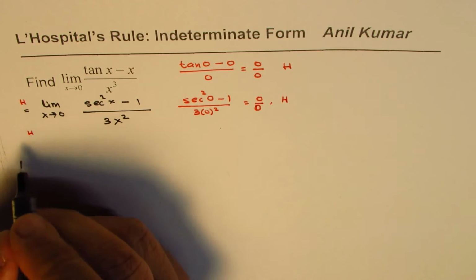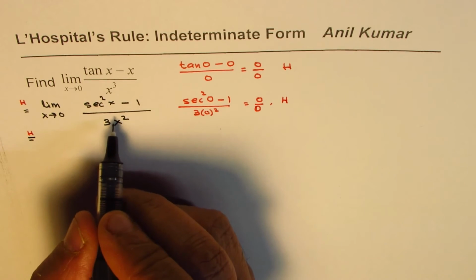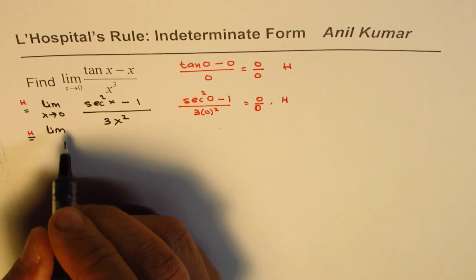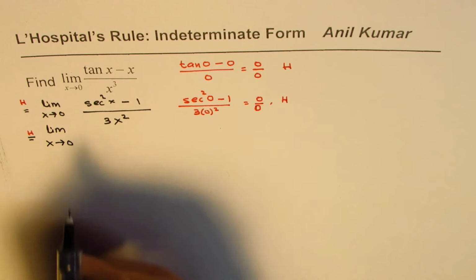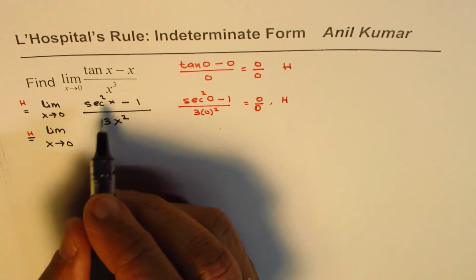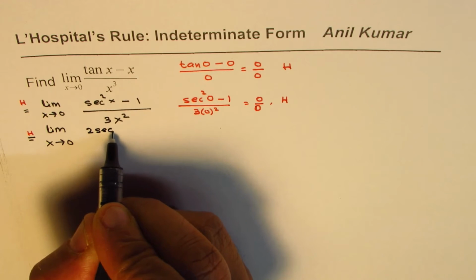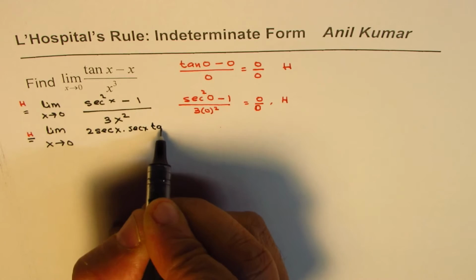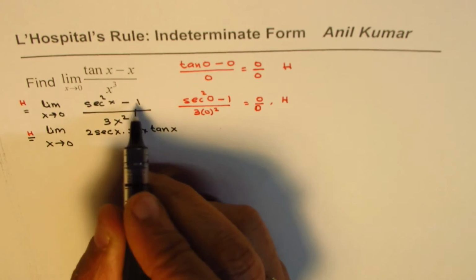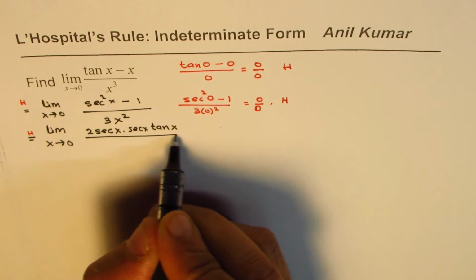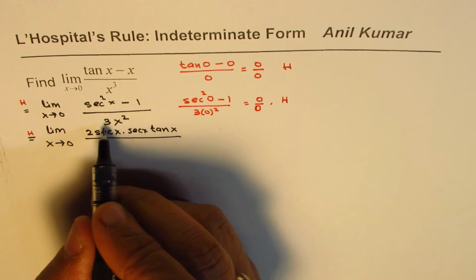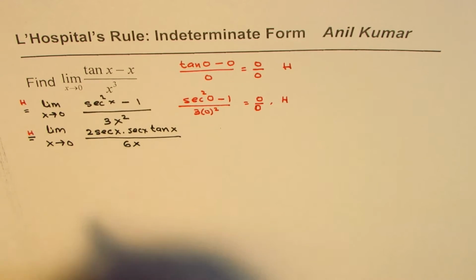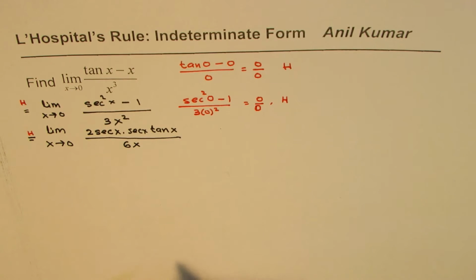That is to say, I'll write down the limit as the quotient of their derivatives, right? Okay. Now what is the derivative of secant square x? We can write this as 2 secant x times the derivative of secant x, which is secant x tan x, minus 1, whose derivative is 0, so we get 0 there. And we can divide this by 6x, the derivative of 3x squared. So that's what you get.